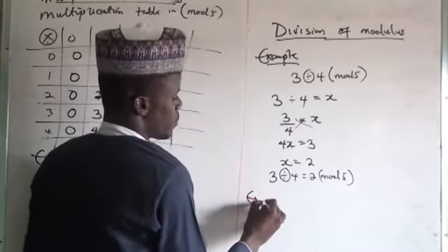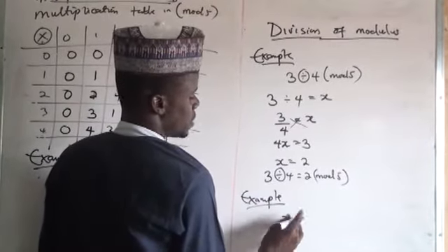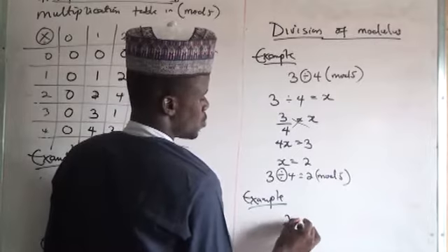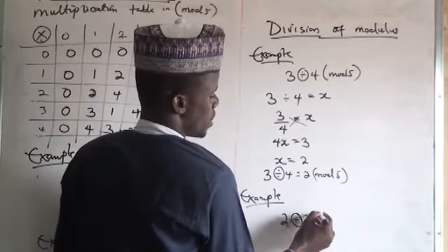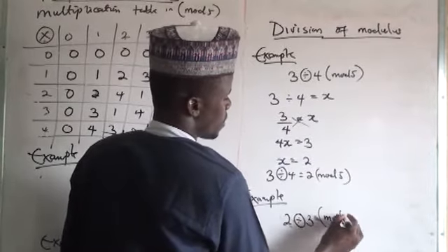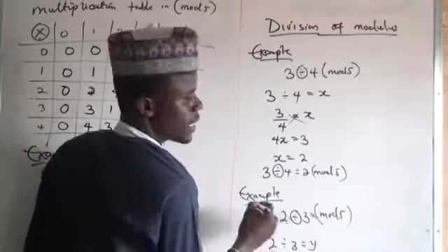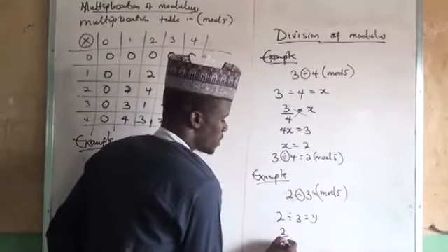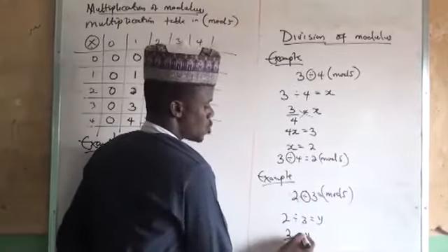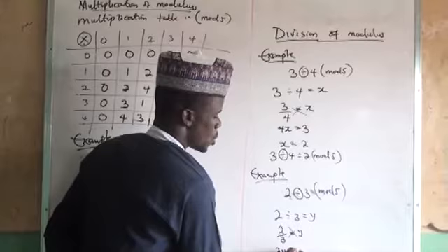Another example here we have 2 divided by 3. Let's say 2 divided by 3 mod 5 equals y. So also in this case, 2 over 3 is equal to y. When we cross multiply, we have 3y equals 2.